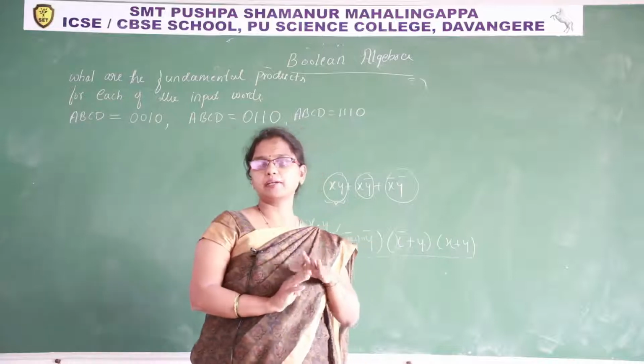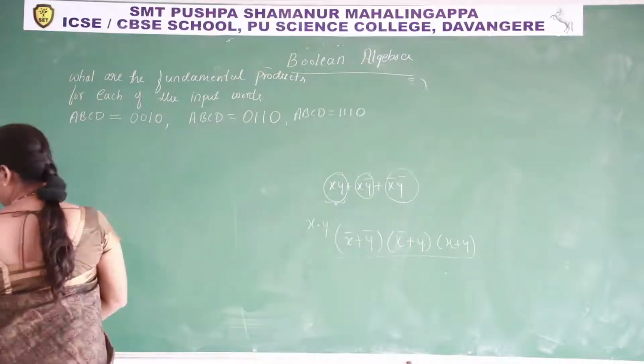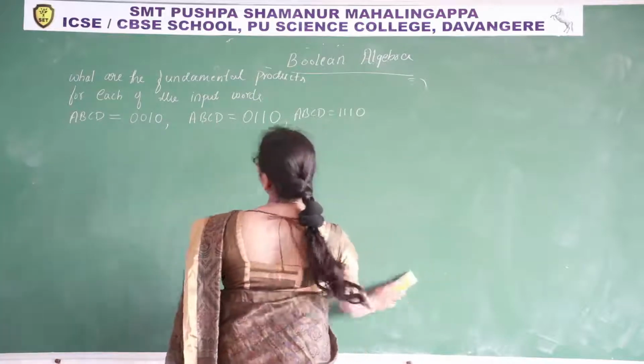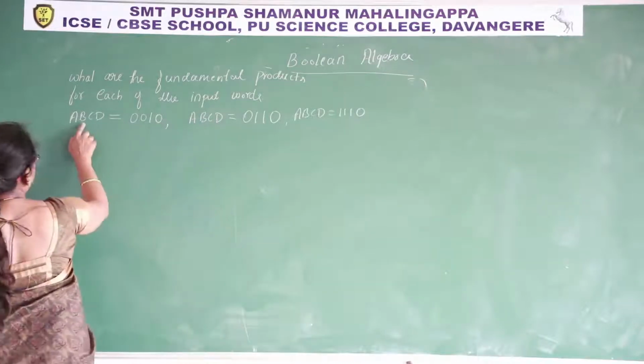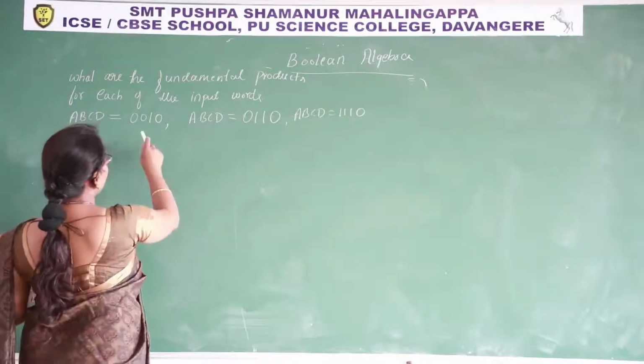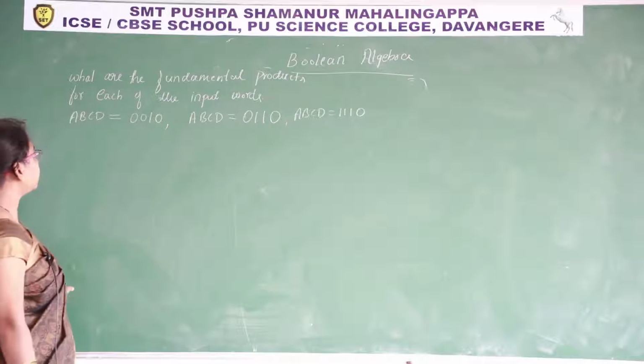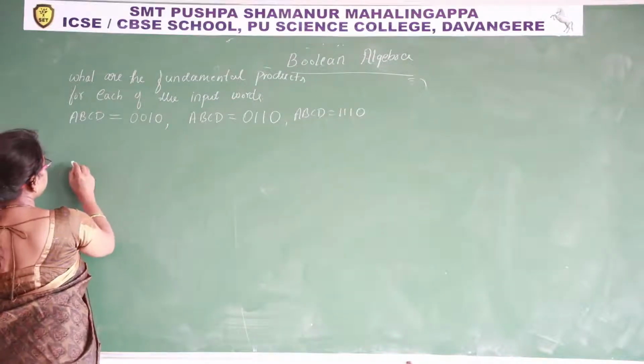It must be one of the two. Now, in this example, they have given 4 variables A, B, C, D. So 16 combinations are possible. Now we must write the fundamental products. Fundamental products, how to write? So it's very simple.